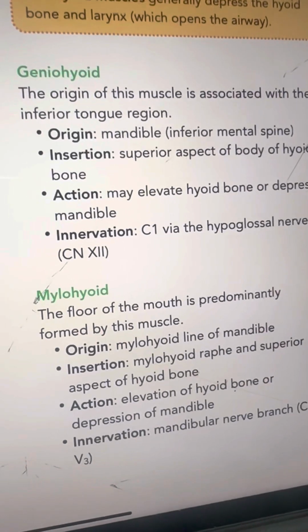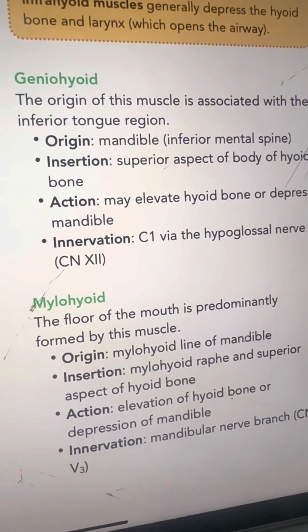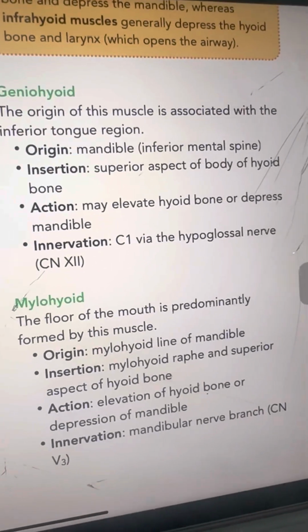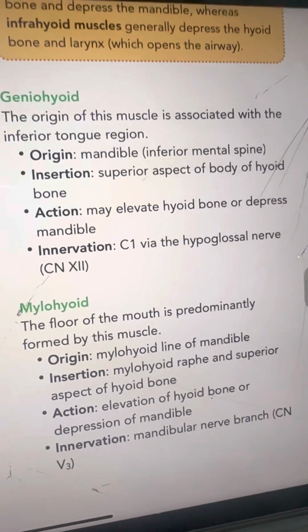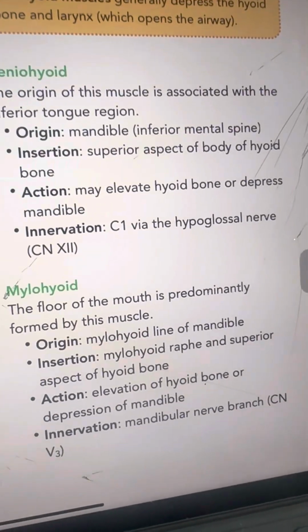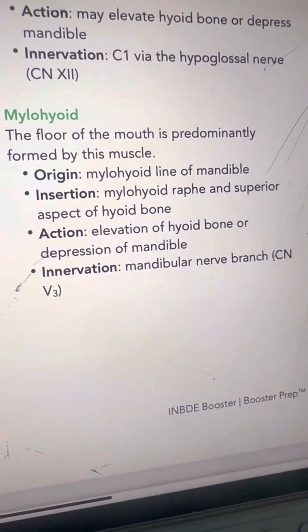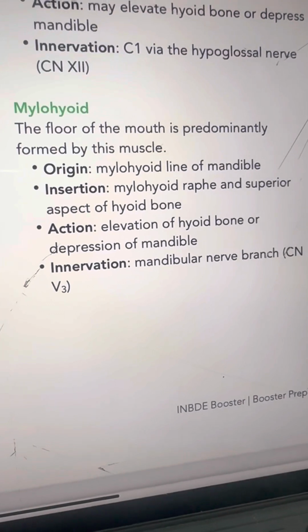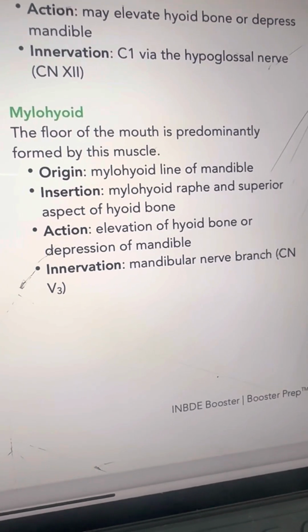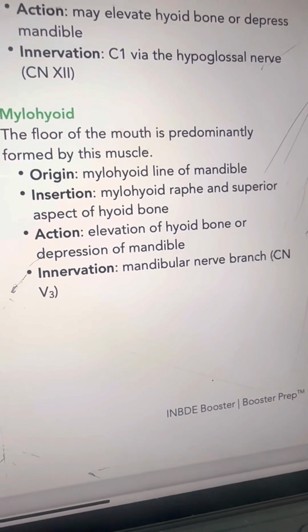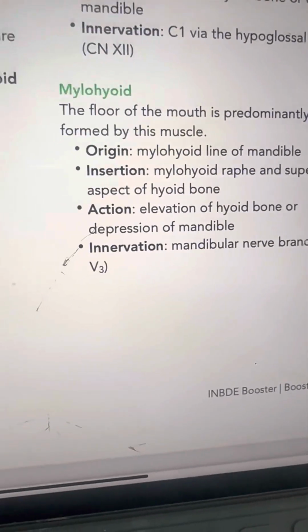Mylohyoid. The floor of the mouth is predominantly formed by this muscle. Origin: mylohyoid line of mandible. Insertion: mylohyoid raphe and superior aspect of the hyoid bone. Action: elevation of the hyoid bone or depression of mandible. Innervation: mandibular nerve branch CN V3.